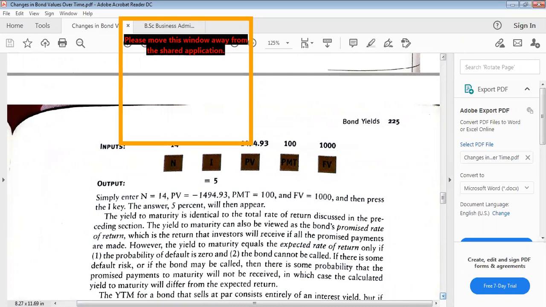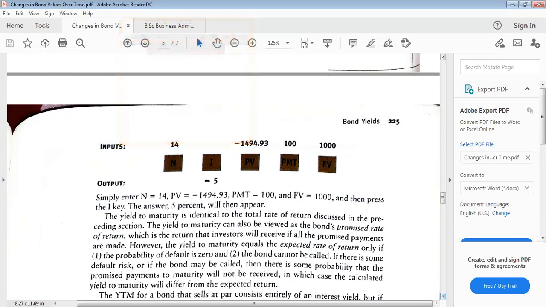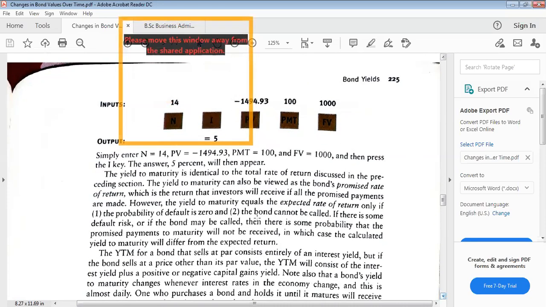Now the yield to maturity is identical to the total rate of return discussed in the preceding section. The yield to maturity can also be viewed as a bond's promised rate of return, which is the return that investors will receive if all the promised payments are made. However, the yield to maturity equals the expected rate of return only if 1, the probability of default is 0, and 2, the bond can't be called.